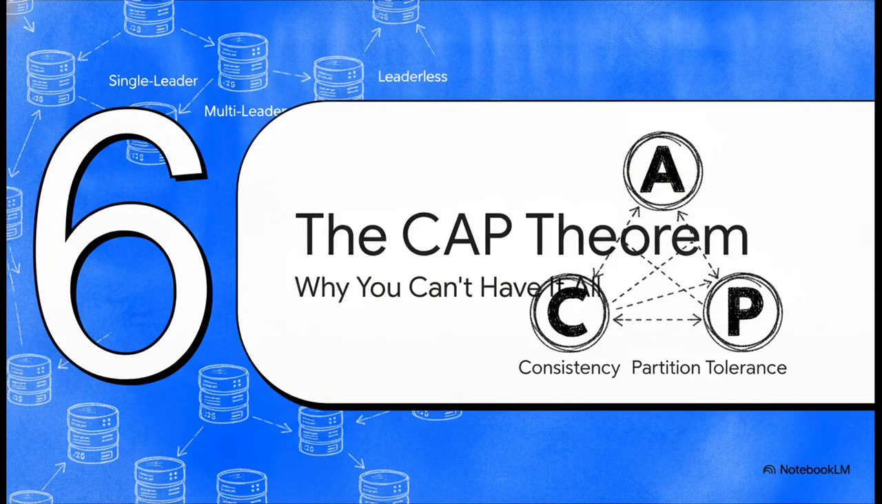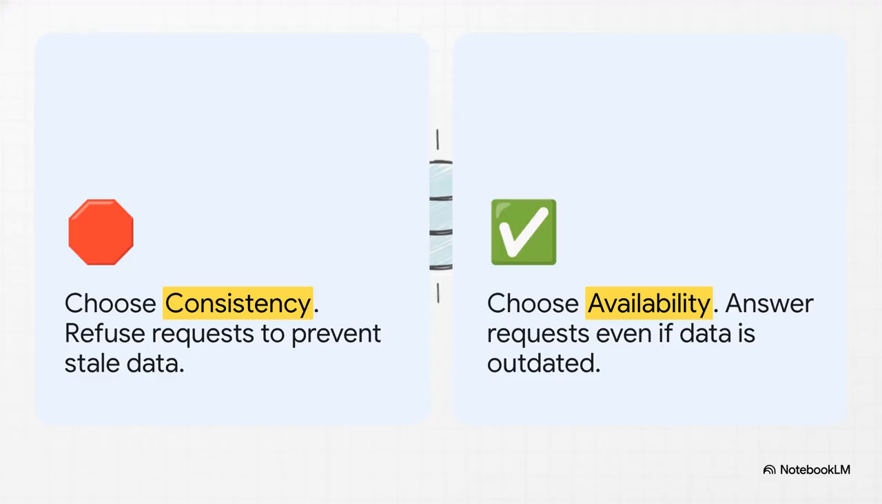Finally, Section 6. The CAP Theorem trade-offs. All of these different models exist because of one unavoidable absolute rule in distributed systems. CAP stands for consistency, availability, and partition tolerance. The CAP theorem states that you literally cannot have all 3 of these properties perfectly at the same time when things go wrong. And because network cables get cut, routers crash, and servers lose power, network failures, known as partitions, the P in CAP, are completely unavoidable. You absolutely have to tolerate partitions.